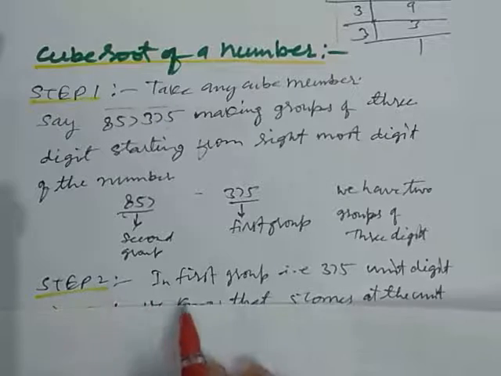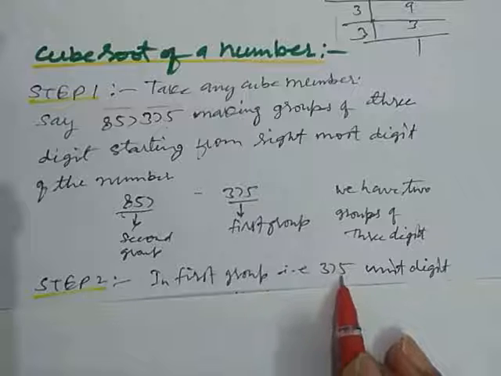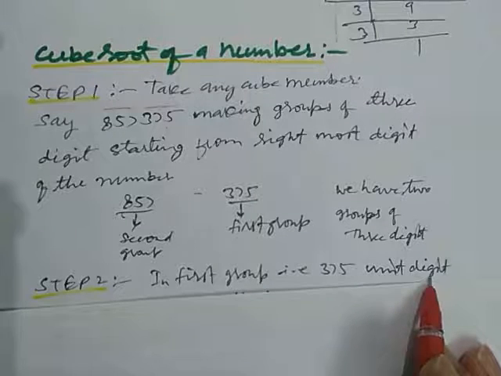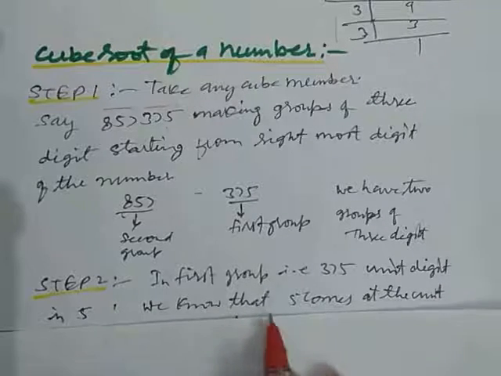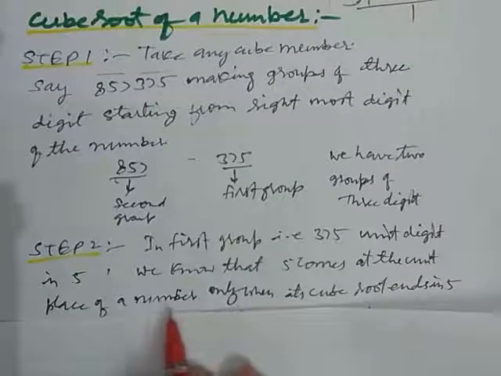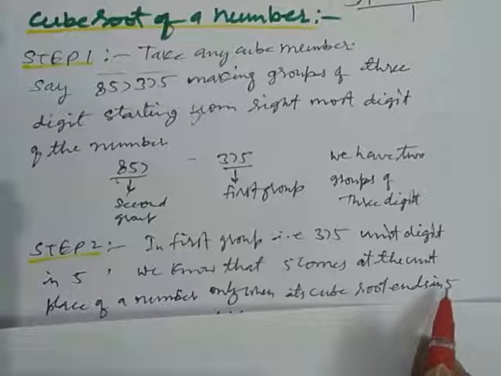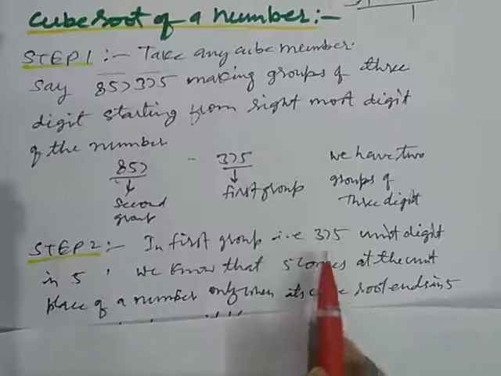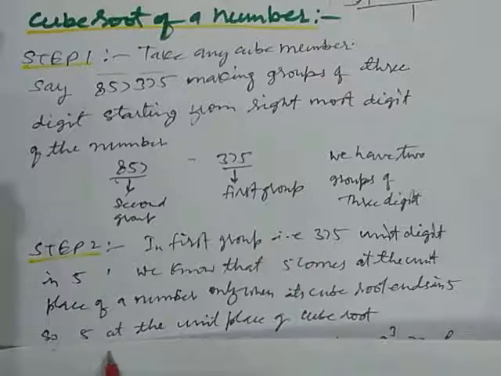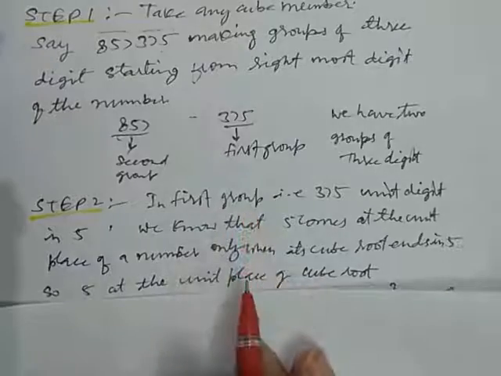Now step 2. In the first group, that is 375, 5 is the unit digit. So we know that 5 comes at the unit place of a number only when its cube root ends in 5. So we can estimate 5 at the unit place of the cube root. This is our first estimation.